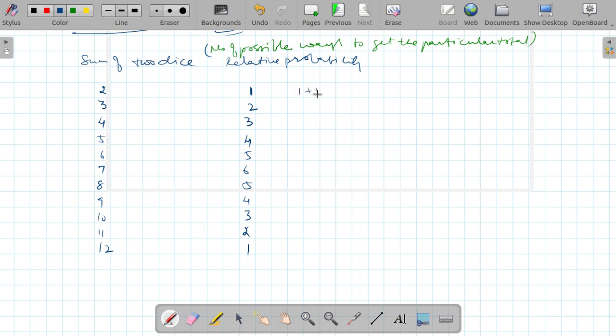Because here the only possibility is 1 plus 1. Here it is 1 plus 2 or 2 plus 1. Sorry, the sum will be 3. Okay. Right. So when the sum is 4, it is 1 plus 3, 2 plus 2 or 3 plus 1. Similarly for 5, it is 2 plus 3, 3 plus 2, 4 plus 1 and 1 plus 4 and so on. We can think in terms of this. These are the various possibilities.